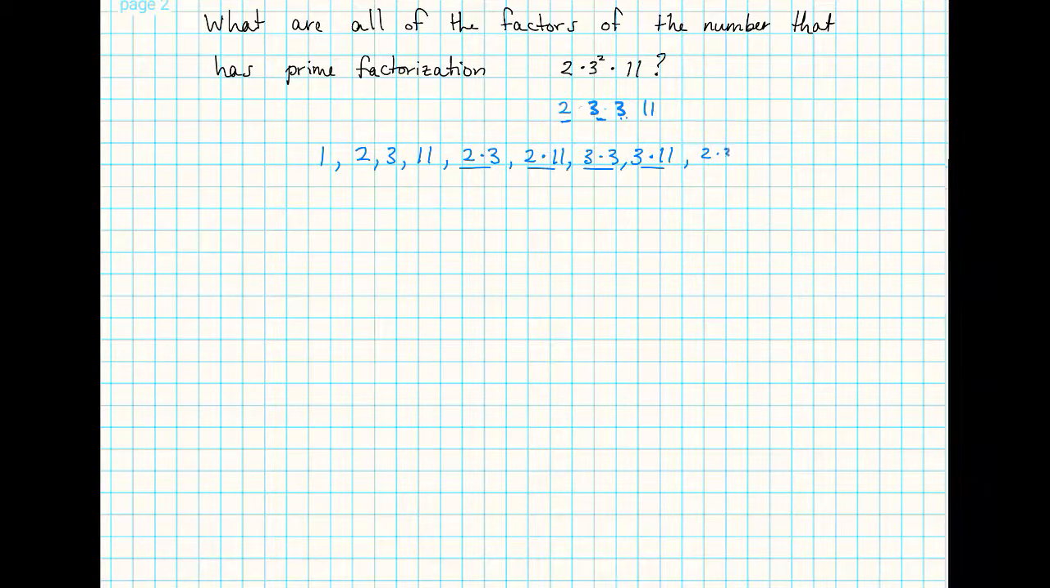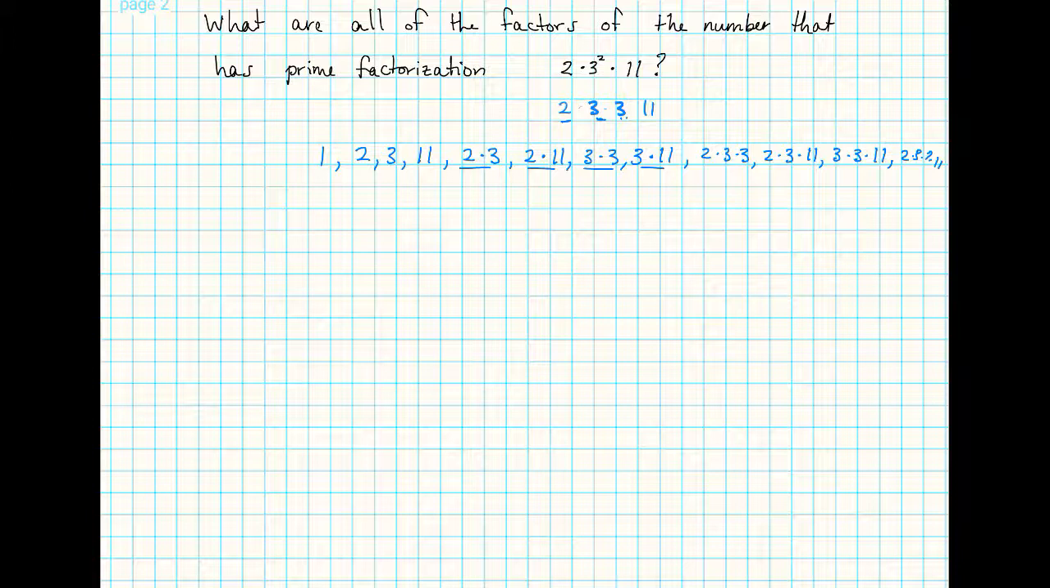2 times 3 times 3, 2 times 3 times 11, and 3 times 3 times 11. I believe those are all the numbers that have 3 of the factors, and then the last one is all of them, 2 times 3 times 3 times 11. So we can see these are all of the factors of this number, and you can get that just by looking at the prime factorization.